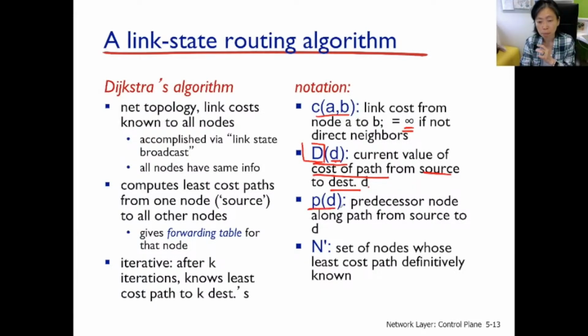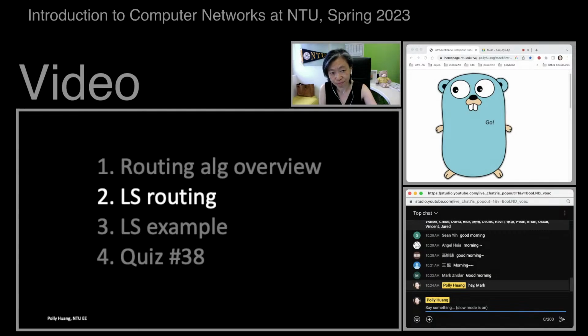Now, p(d), where d again is the destination, indicates, for this router to reach the destination d along all the routers on the path, what is the previous router before reaching d? So, the predecessor node along the path until reaching d. And N prime is the set of nodes whose least cost is already known. All right, now you're ready for the pseudocode.